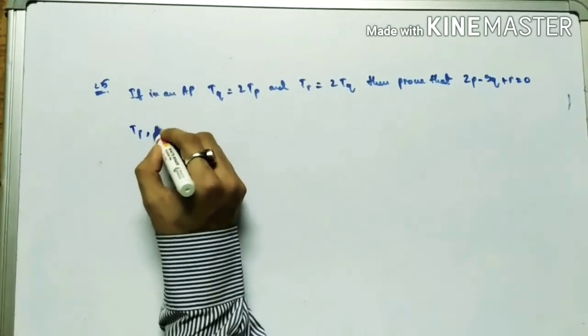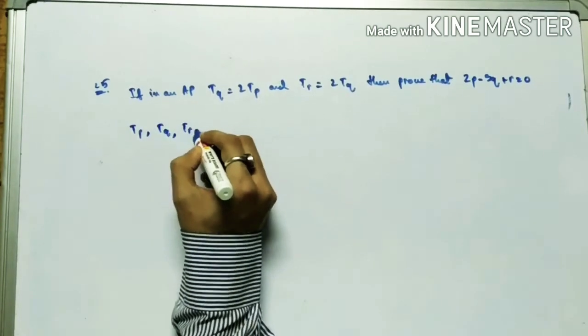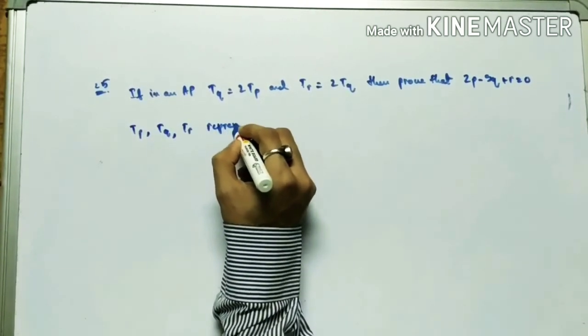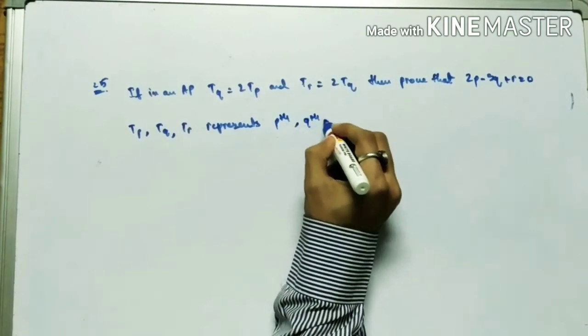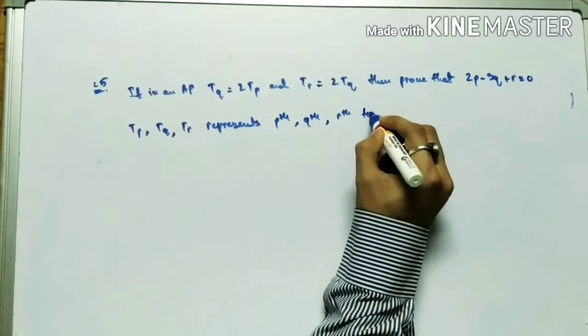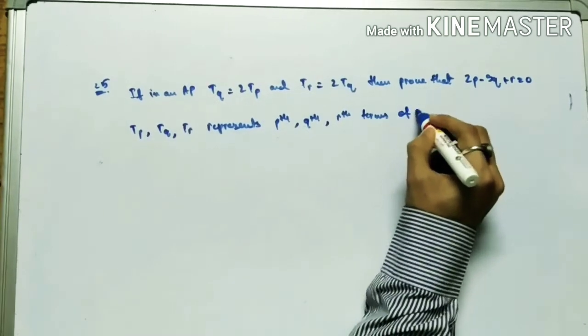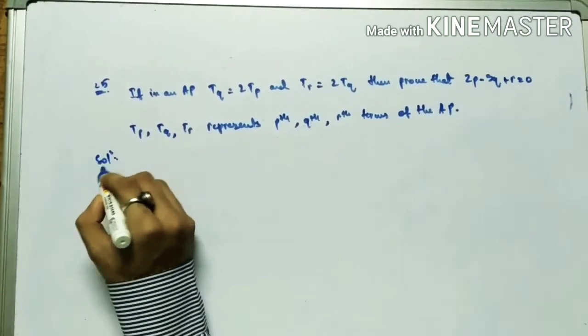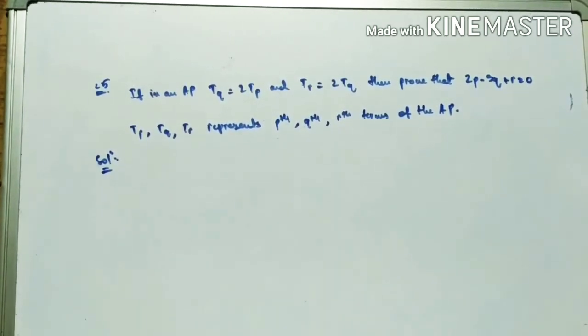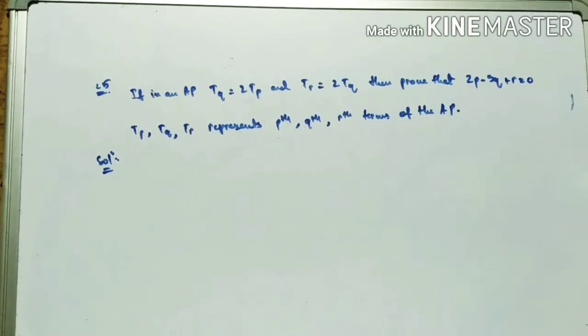Here TP, TQ, TR represent the pth, qth and rth terms of the AP. If in an AP TQ is equal to twice TP and TR is equal to twice TQ, I have to prove that 2p minus 3q plus r is equal to 0.